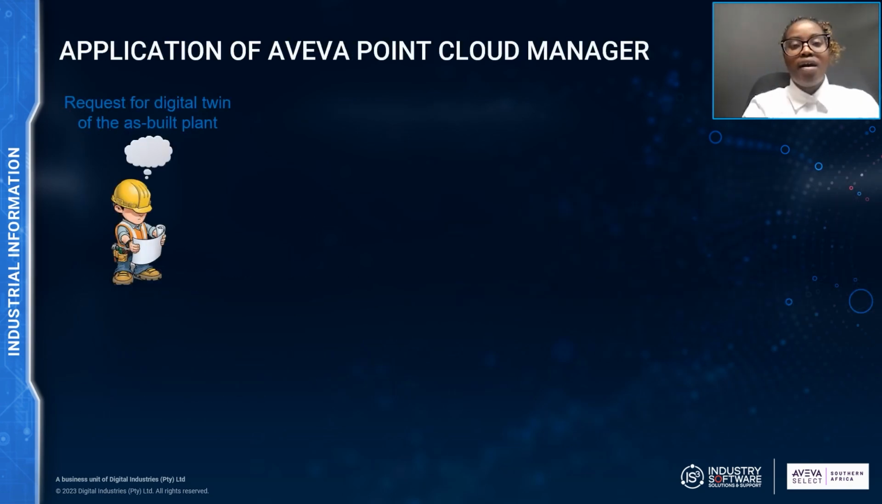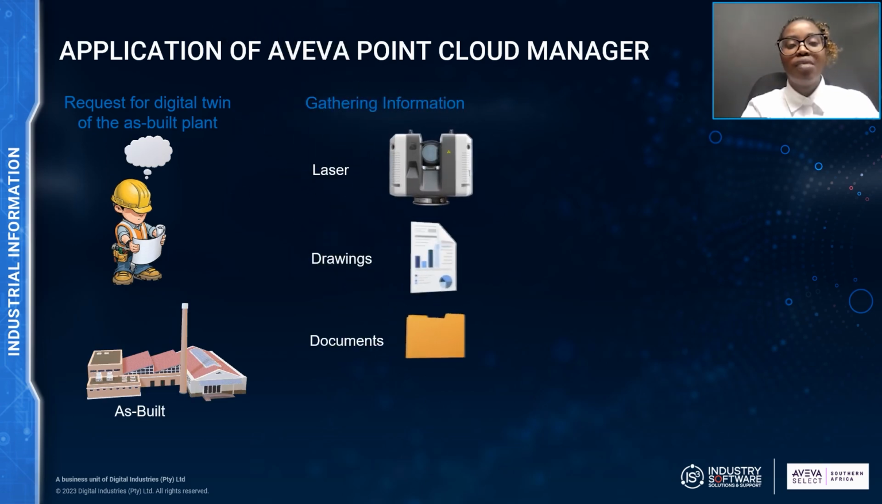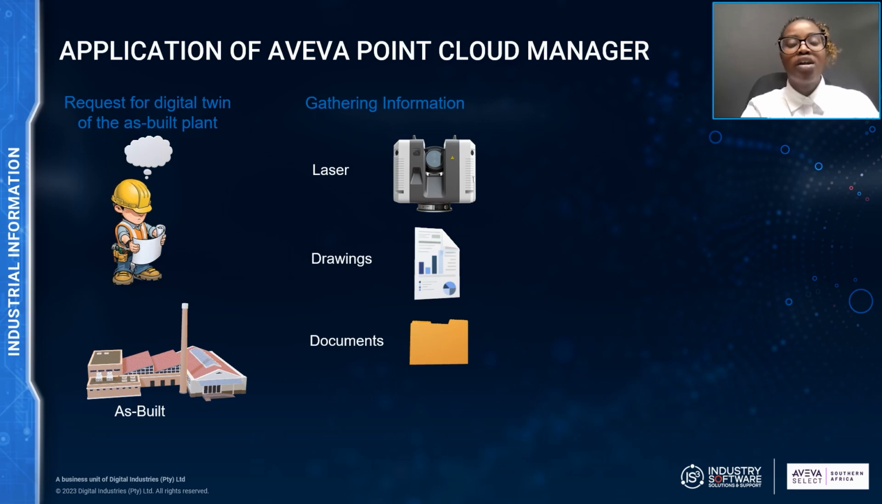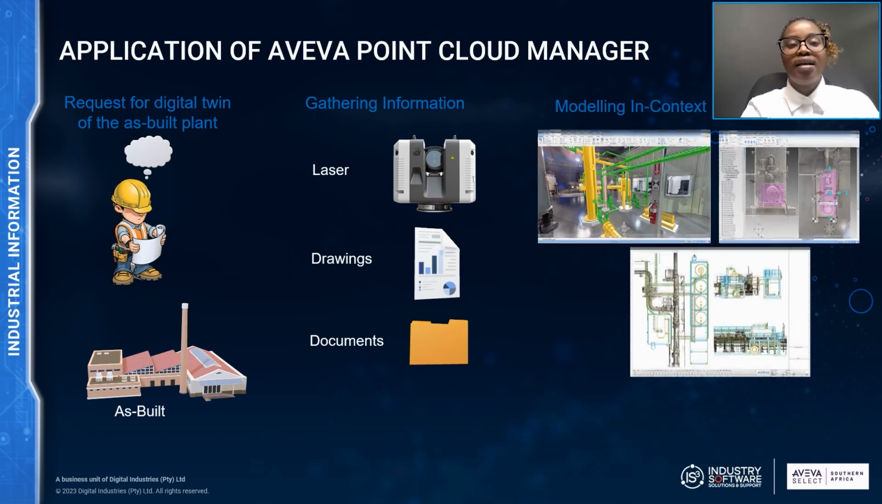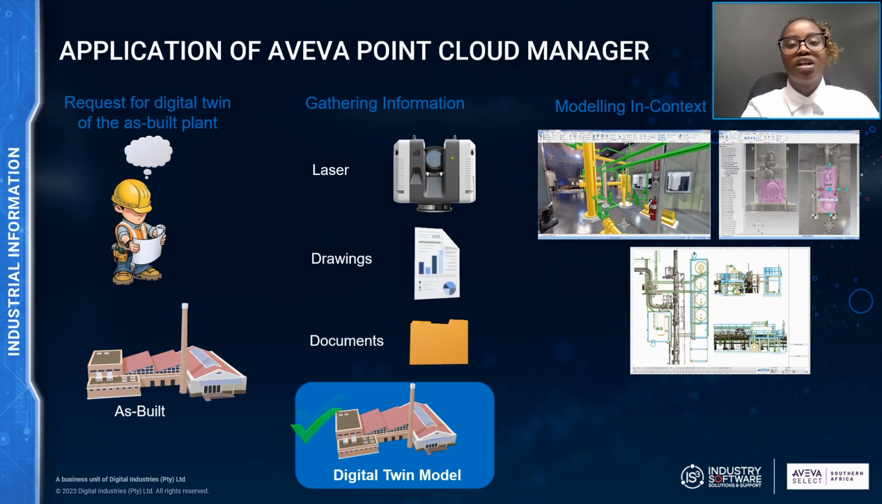In practice, usually engineers will receive a request for producing an as-built plant. They will then gather information from laser scans, drawings, and documents to create a digital twin. Then they will modify the information as required. Then the end result of this will be a digital twin model of the plant.